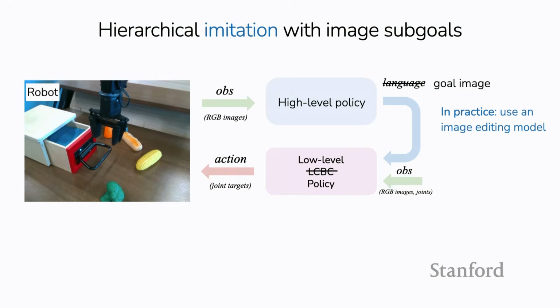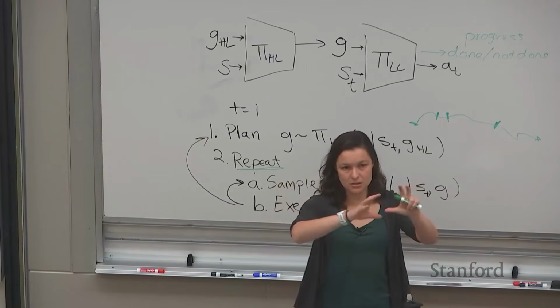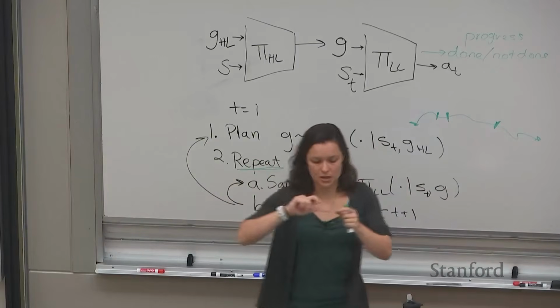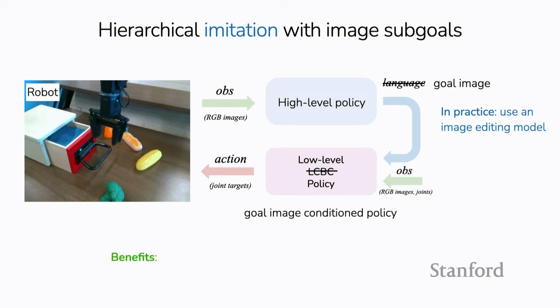And then the low level policy would no longer be language conditioned, but would rather be a goal image conditioned policy. You can think of this as a multi-step inverse model that takes as input the current image and some future image, and then outputs the actions that you can take to get to that goal image. And then both of these will be trained again with imitation learning.